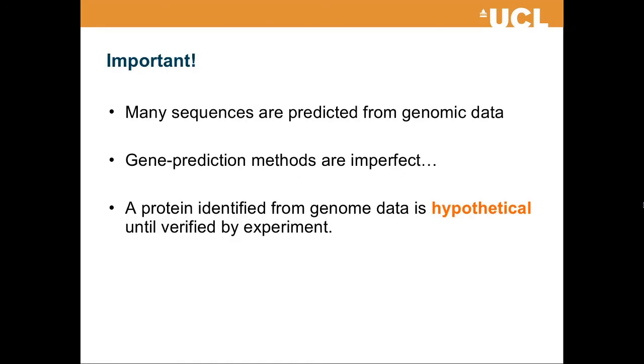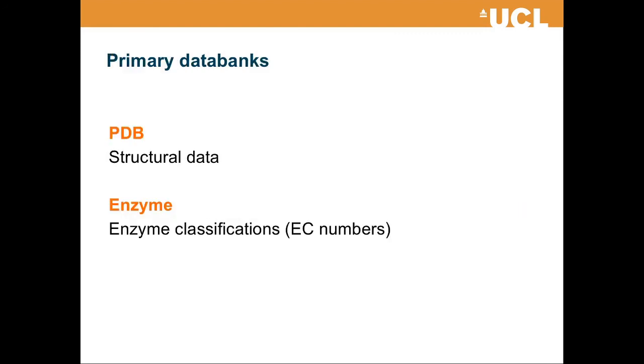Now, given that a lot of these protein sequences are predicted using computational tools from genomic data, unfortunately these gene prediction methods are imperfect, and therefore a protein identified from genome data without having been experimentally verified is labelled as hypothetical in these resources. A couple of other examples then of primary databanks include the PDB, which stands for Protein Data Bank, and that, as I mentioned earlier, contains structural data, generally of proteins, but also of DNA and some other things. Then there's the Enzyme Data Bank, which classifies enzymes, and so on.